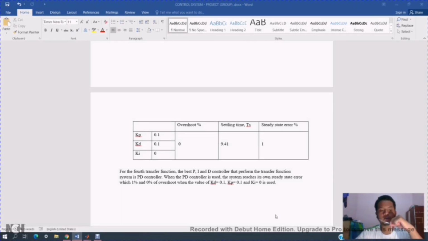So for the fourth transfer function, the best P, I, and D controller that performs the transfer function system is the PD controller. When the PD controller is used, the system reaches a steady state error of 1% and 0% overshoot when the value of KD equals 0.1, KP equals 0.1, and KI equals 0 is used.